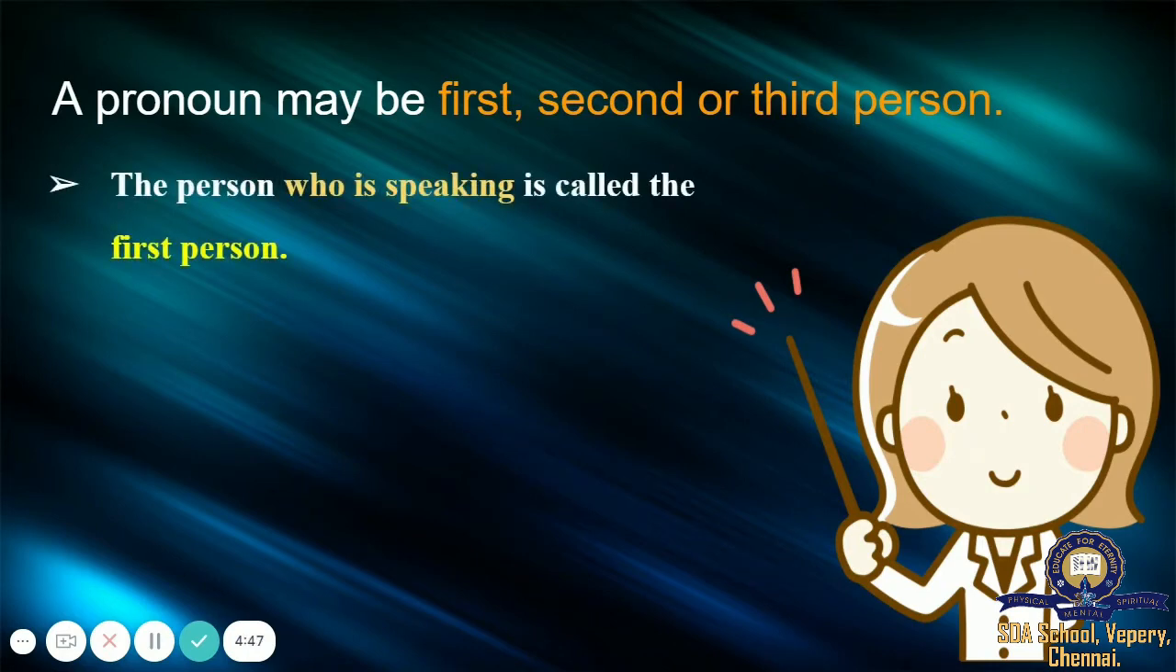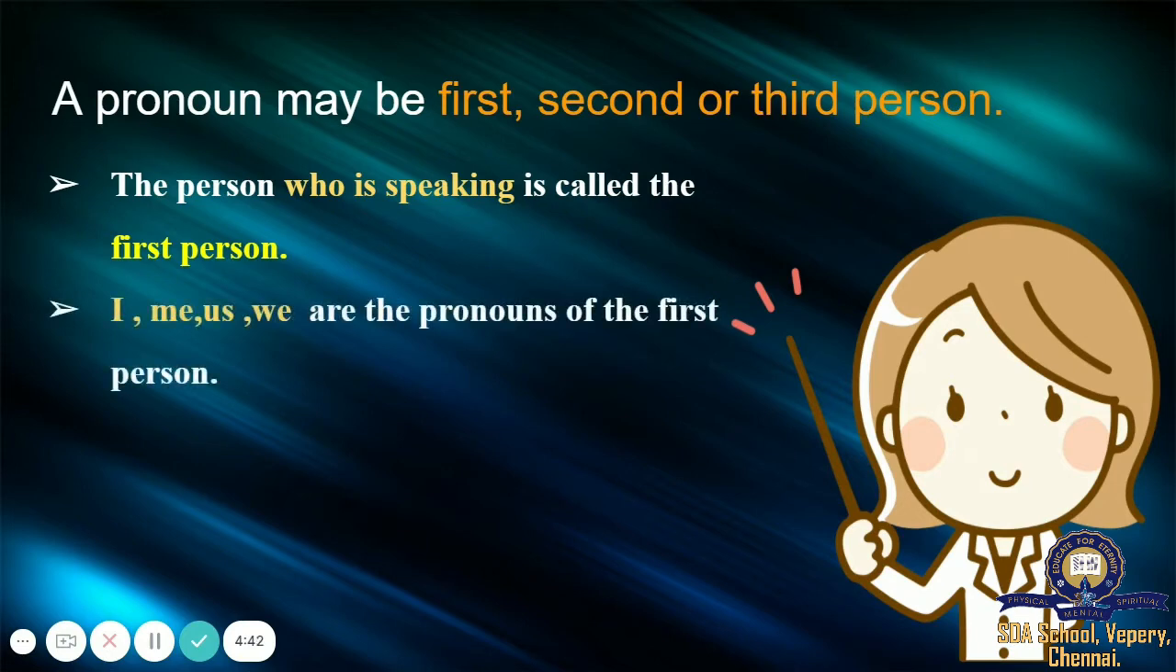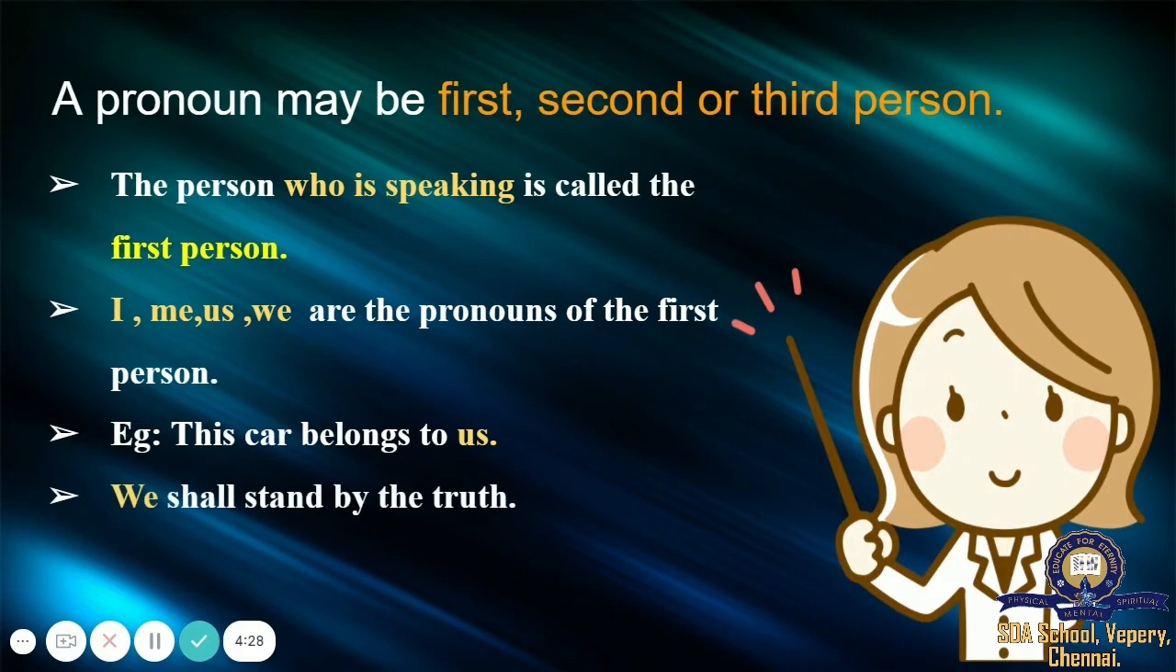The person who is speaking is called the first person. I, me, us, we are the pronouns of the first person. For example, this car belongs to us. We shall stand by the truth. I like cheese. So here, the pronouns of the first person refers to person or persons speaking. Okay?